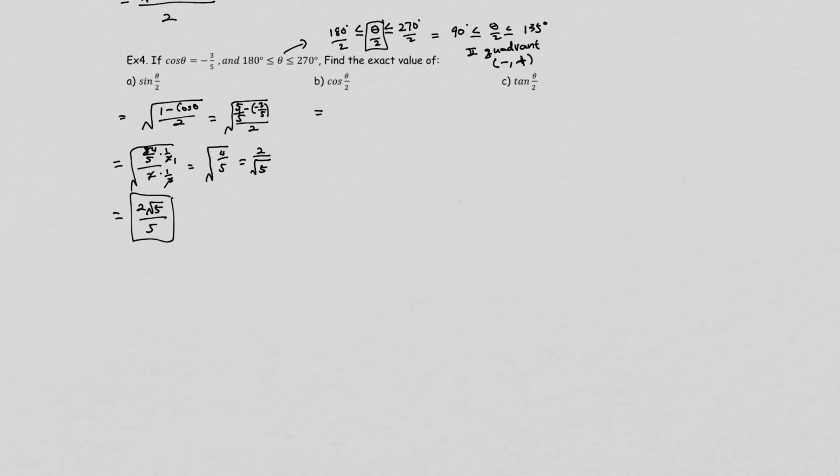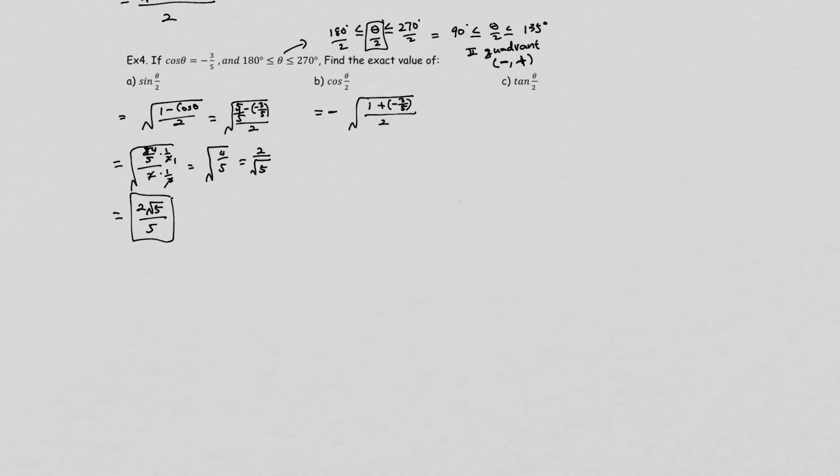So now B, cosine theta over 2. Cosine is the x value, so that will be the negative. And when you plug into the formula, you get 1 plus cosine theta, and your cosine theta is given, which is negative 3 over 5 over 2.